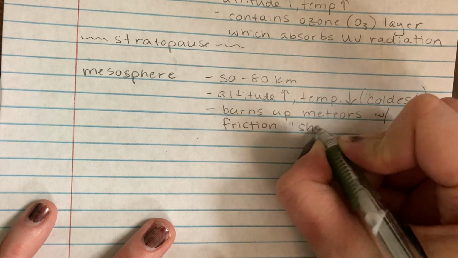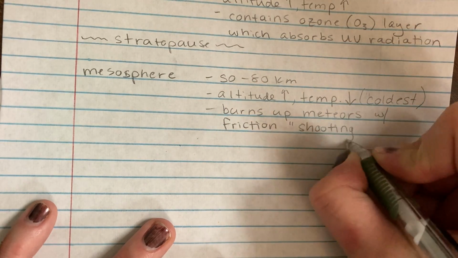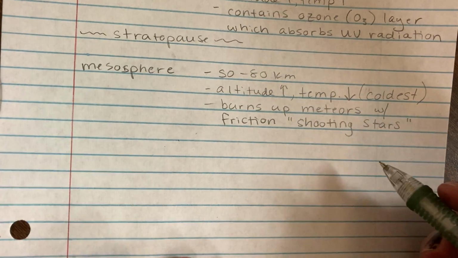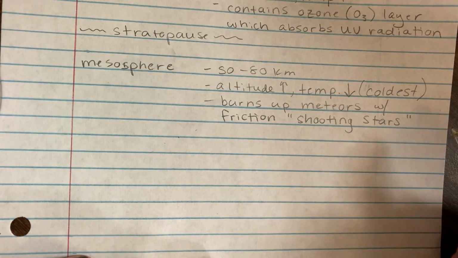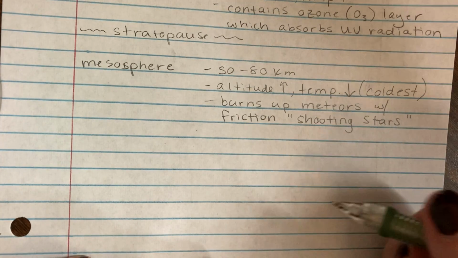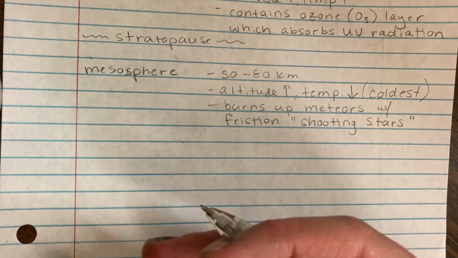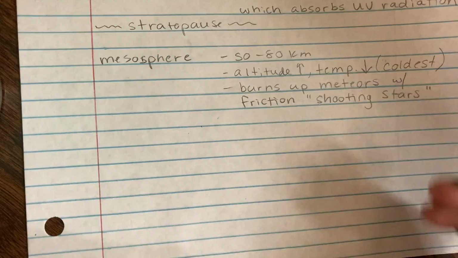These are called shooting stars, which is a terrible name because they have nothing to do with a star at all. That's just chunks of space junk that are flying through our mesosphere and getting burnt up and disintegrating before they can get down into the stratosphere and troposphere where we are.